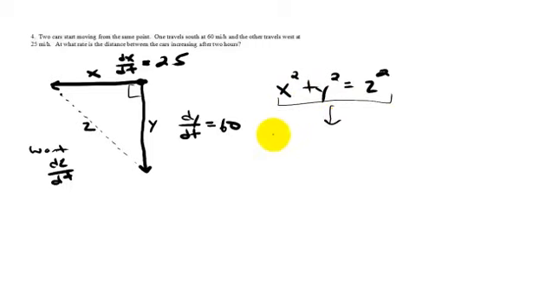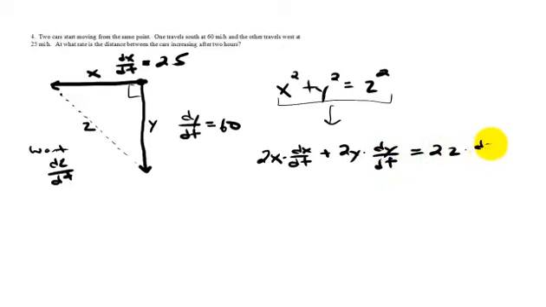Now, since we're differentiating with respect to t, these are all going to be chain rules. So the derivative of x squared is 2x, but you've got to then multiply by the derivative of x, which is dx/dt. The derivative of y squared is 2y, then you've got to multiply by dy/dt. And then this will be 2z dz/dt. Now this is what I want, and I need to have values for everything else.